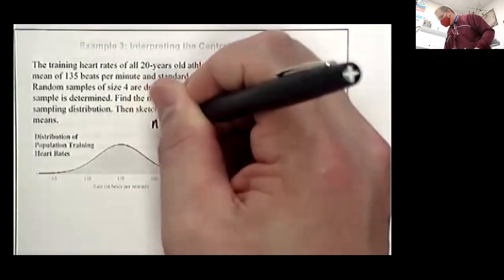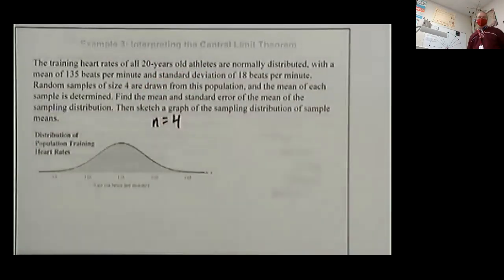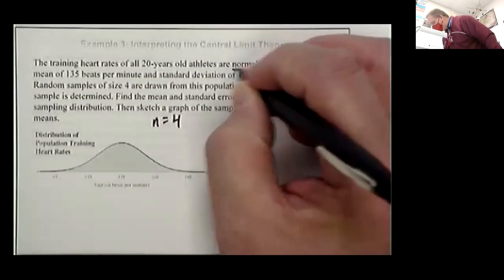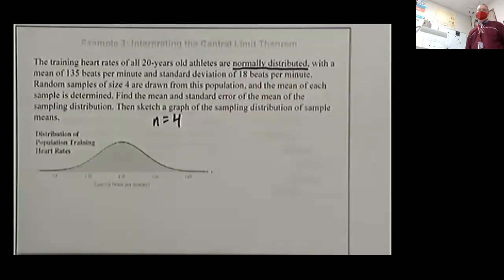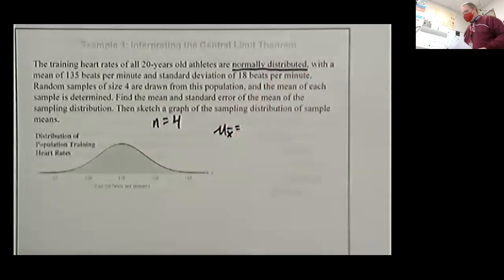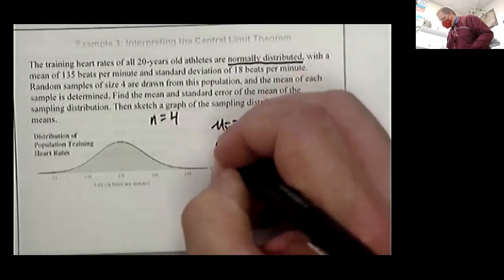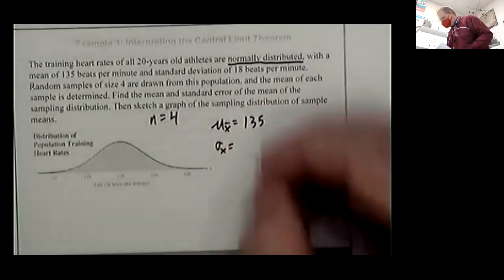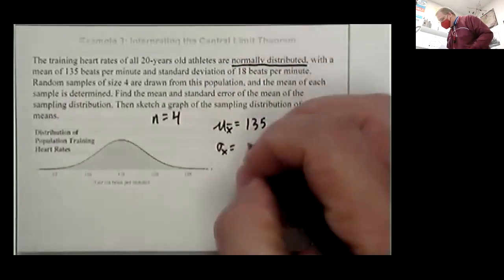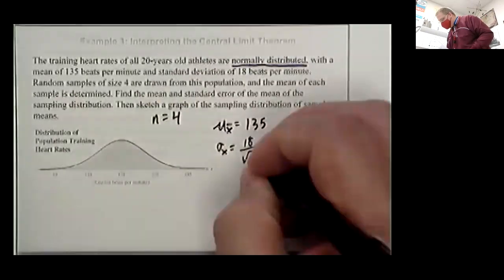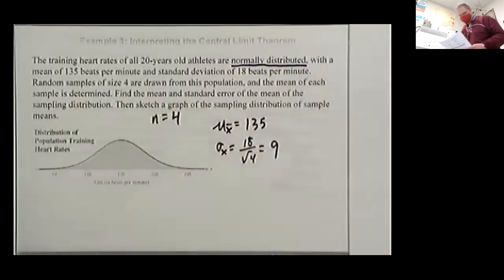And Mr. Forbes, you've just been saying for the last 15 minutes, that's got to be bigger than 30. It does, unless it's normally distributed. So there is our magic key phrase. It doesn't matter that n is under 30 as long as we are normally distributed. So now we get to keep on going. So our sample mean is approximated by the population mean, which is 135 beats per minute. Our standard error is sigma over square root of n. Sigma was 18 divided by the square root of 4, and that is 9.